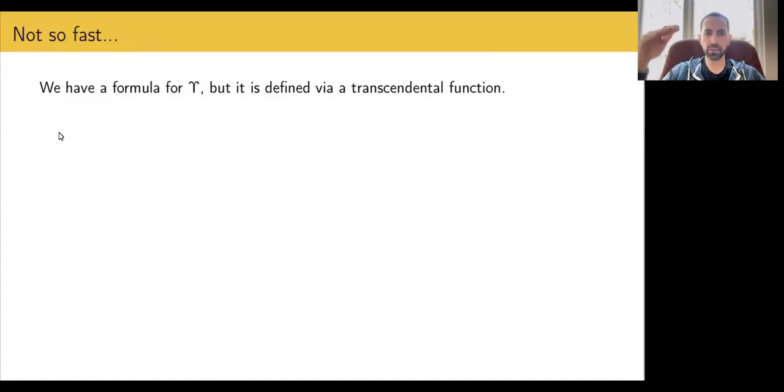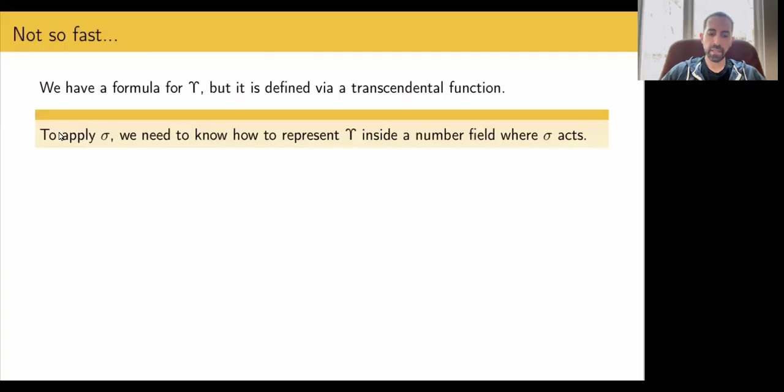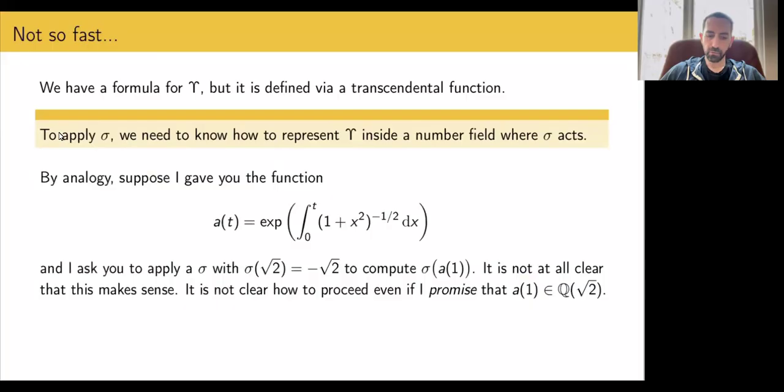Think back to that formula that I showed you. It was like exponential of some integral. That's like presenting the answer as a transcendental function. In order to apply this Galois automorphism, we need to know how to represent upsilon inside a number field where sigma acts. This is extremely important, which is why I boxed it. To give you a feel for why this is the case, and if you've seen me give this slide before, you have to keep quiet. I don't want any cheaters.